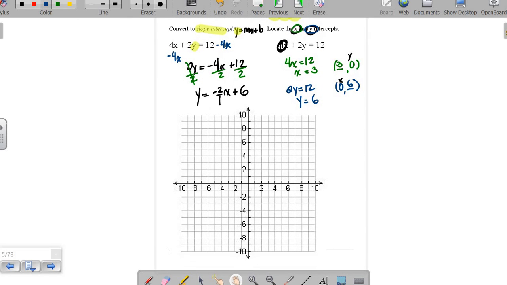Let's start by graphing that first line. So here I start at B. It's a negative line, so I'm going to drop down 2 and over 1, or I can go up 2 and over 1. I'm going to graph that line from the left.